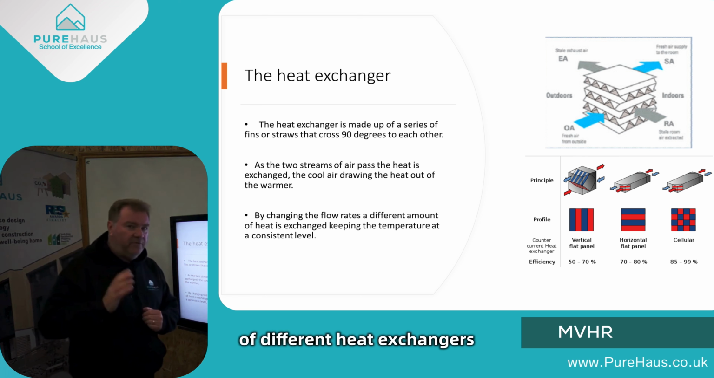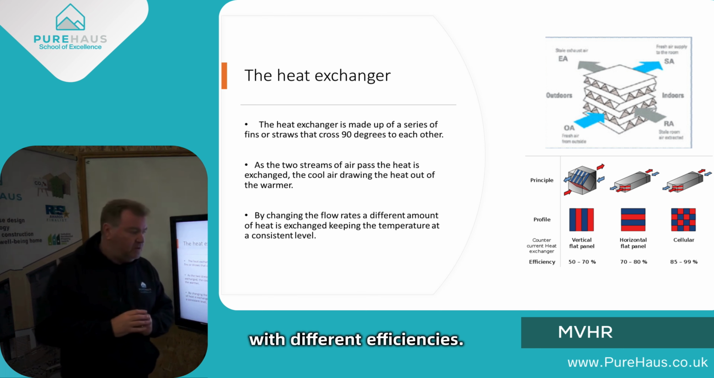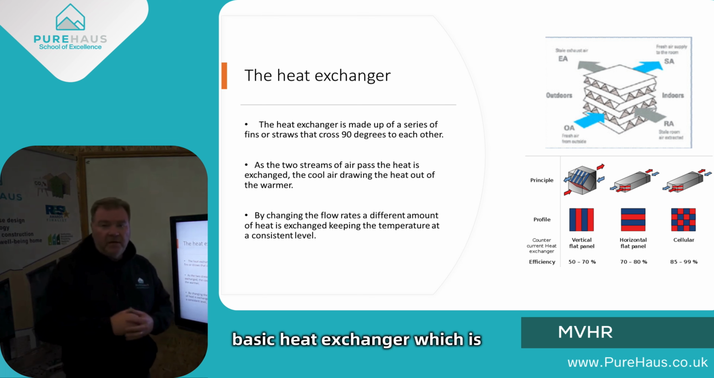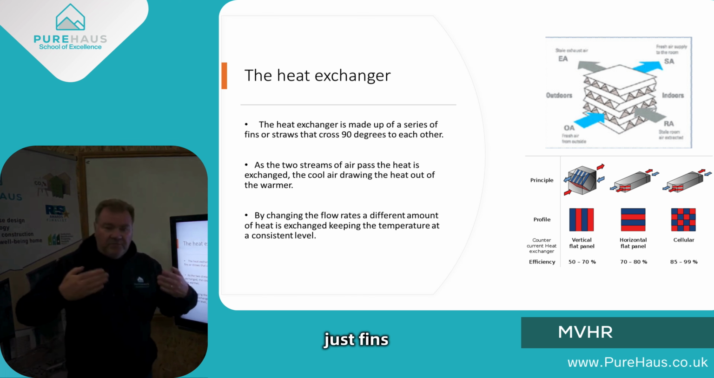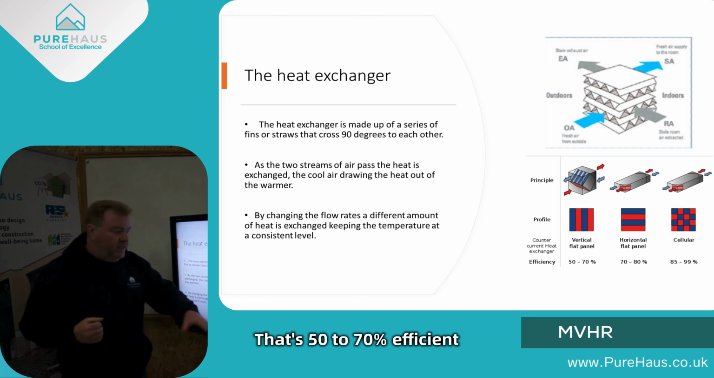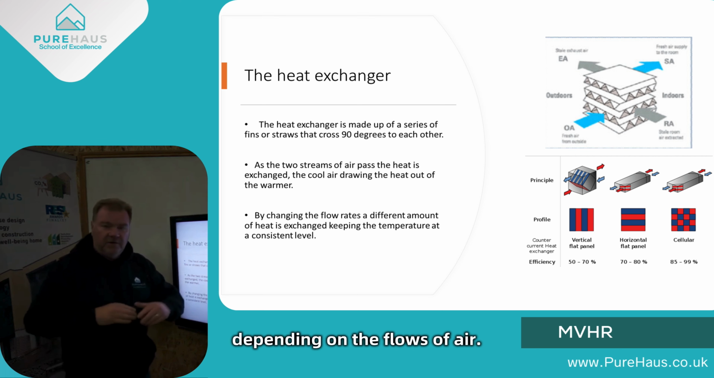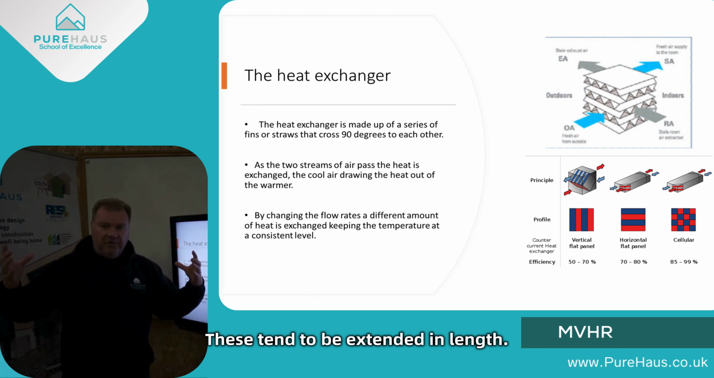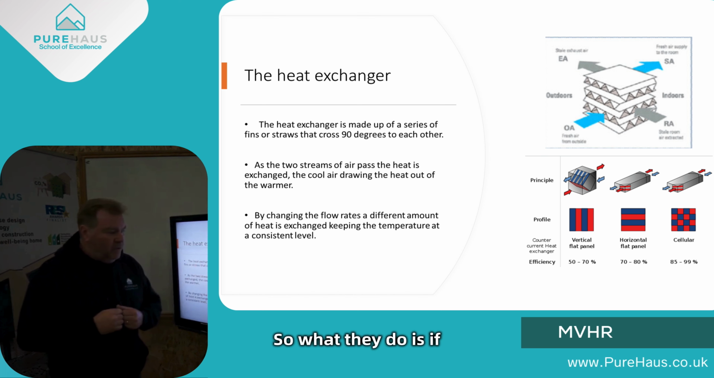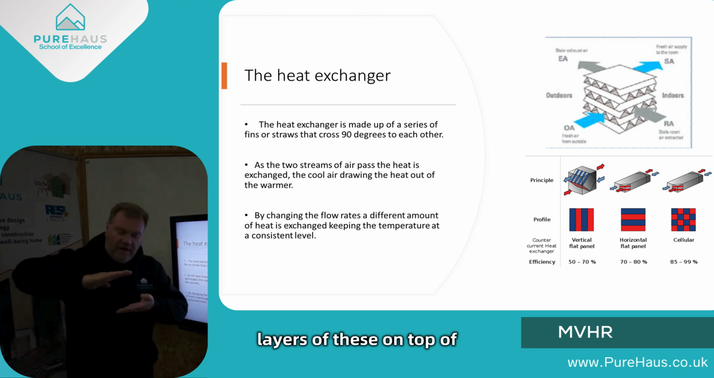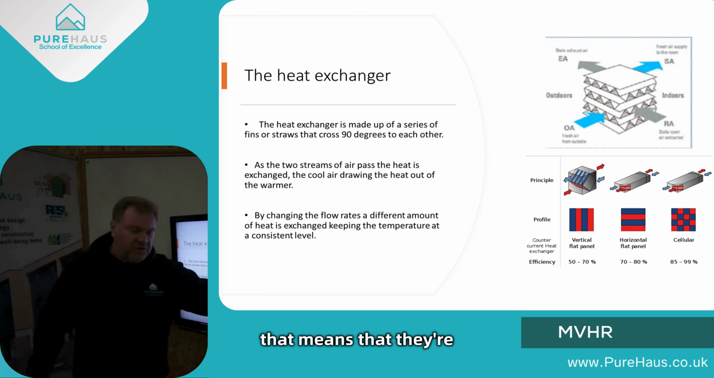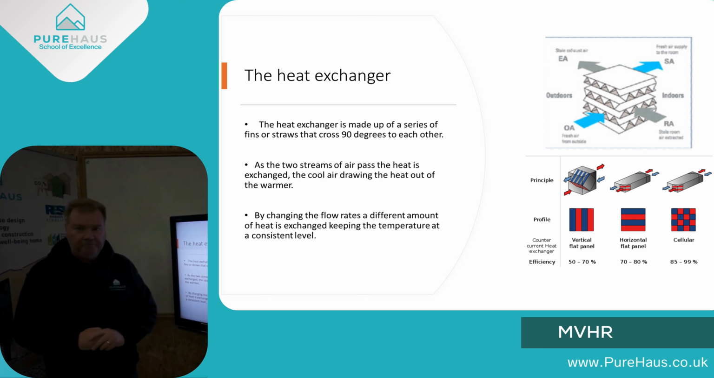We have a number of different heat exchangers with different efficiencies. You have a basic heat exchanger, which is just fins that cross each other. That's 50 to 70% efficient, depending on the flows of air. We have horizontal flat plate. These tend to be extended in length. So if you can imagine, you've got layers of these on top of each other and they're extended in length. That means that they're 70 to 80% efficient.